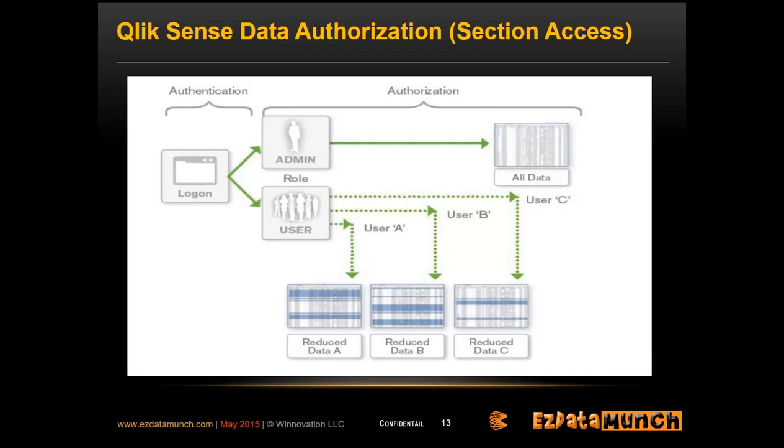Section access, which is what Qlik calls it, is the data level authorization process. As you can see here, once you log in, if you're an admin role or a user role, there are basically 2 roles within Qlik's framework. If you are a user role, either you are user A or user B or user C. So based on what level of user you are and what's your role, you are seeing the data based on which user you are. If you're an admin, then you're going to see all data. So that's how the section access of the data authorization piece works within the Qlik architecture.